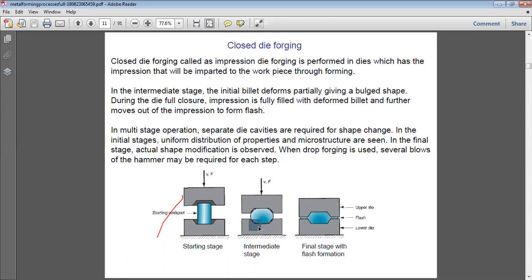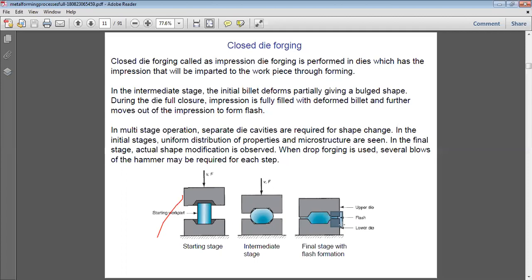Clear? So we can say the material has not fully covered the die until this stage. Further, as we go on increasing the force on this shape, the extra amount of material will go bulging out. This material is known as flash, which is to be cut off, that is, trimmed later on. Clear? So in multi-stage operation, separate die cavities are required for shape change.